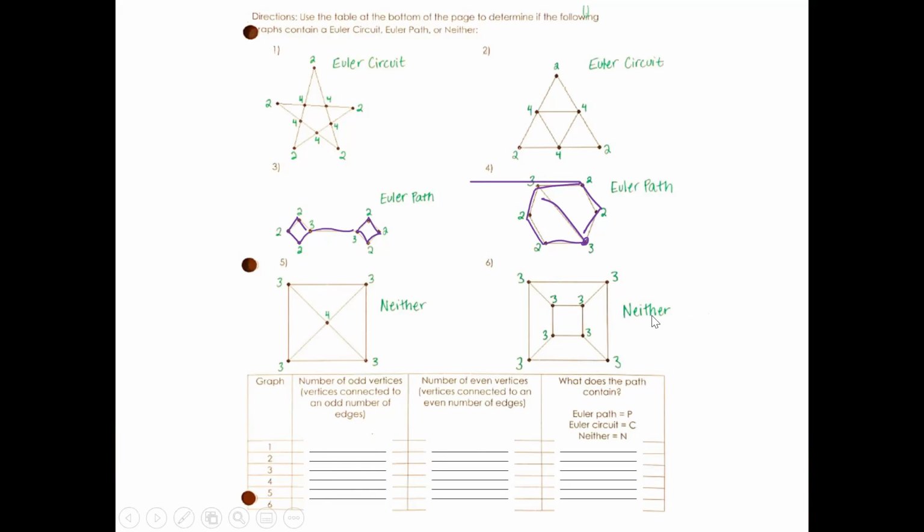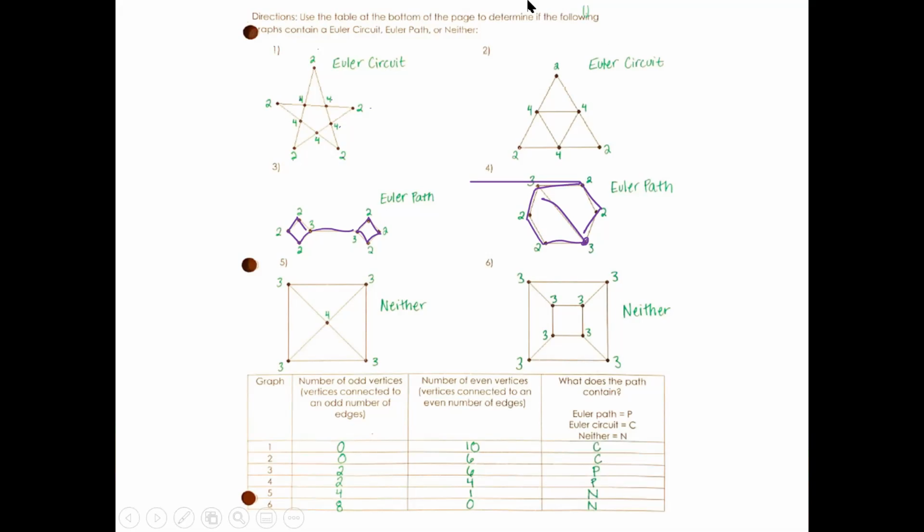So looking at the chart, let's go ahead and fill in the blank. Here are the number of odd vertices connected to the odd number of edges. So graph 1 is 0. Even vertices, and there are 10 because 2, 4, 2, 4, 2, 4, 2, 4, 2, 4, those are both even. And then take a look if it's a path or a circuit.